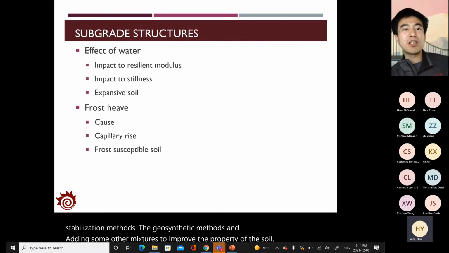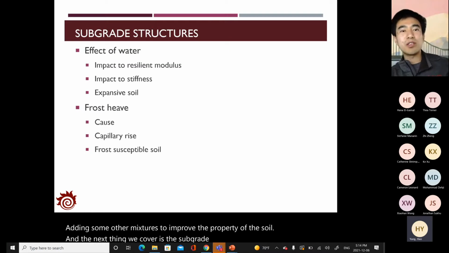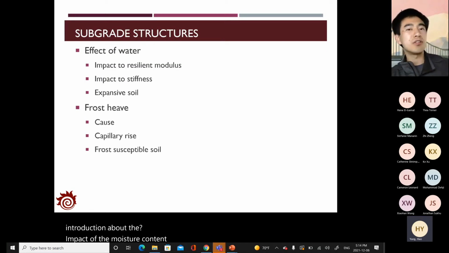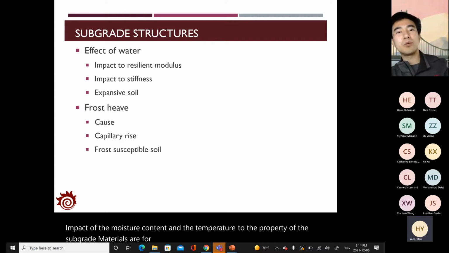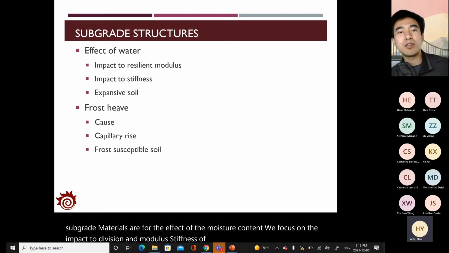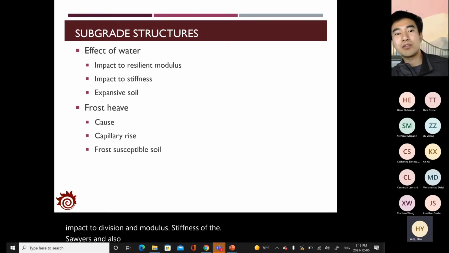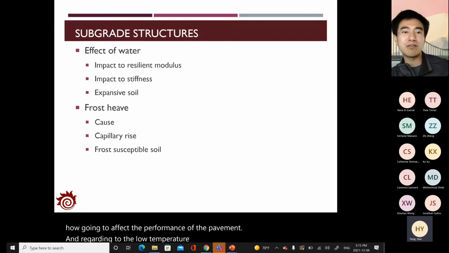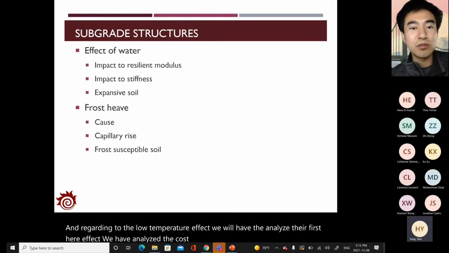And the next thing we cover is the subgrade structure. We focus on the introduction about the impact of the moisture contents and the temperature to the property of the subgrade materials. For the effect of the moisture contents, we focus on the impact to the resilient modulus, the stiffness of the subgrade soils, and also what happens if the soil is an expansive soil, and how it is going to affect the performance of the pavement. And regarding the low temperature effect, we analyze the frost heave effect. We have analyzed the cause, the potential capillary rise, and also how to deal with the frost susceptible soils.